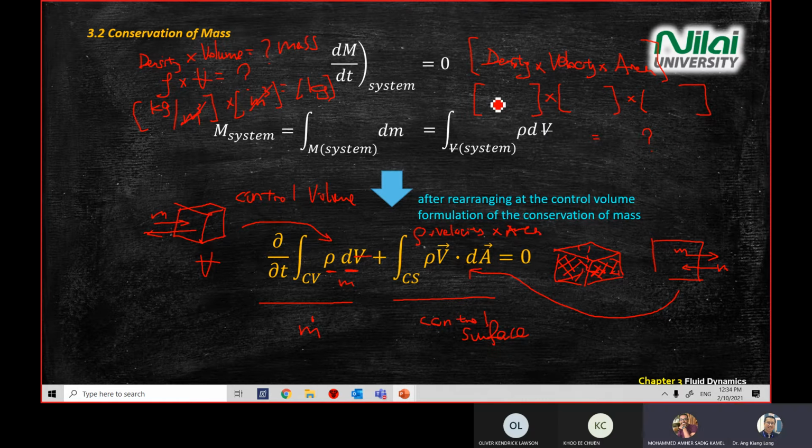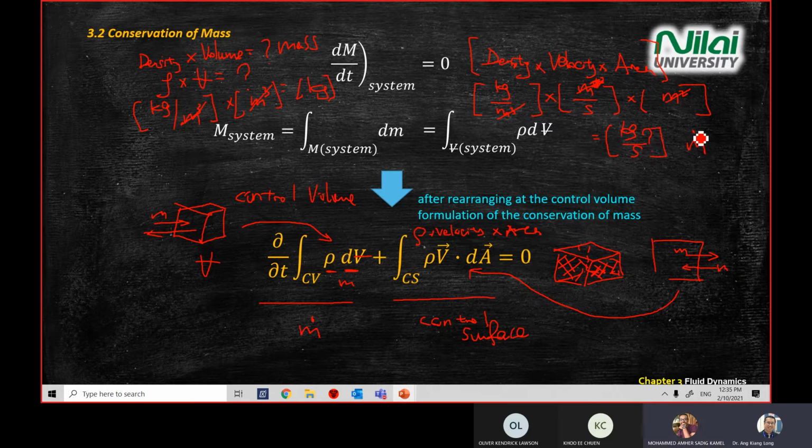Because the density is mass over volume, which is kilogram per meter cube. Velocity is meter per second. Area is meter square. So you cancel all these three. What you get? Kilogram per second. Kilogram per second is what?